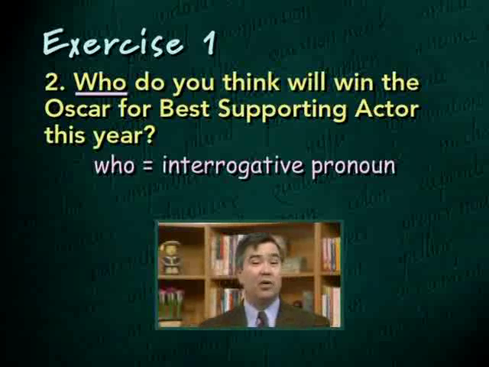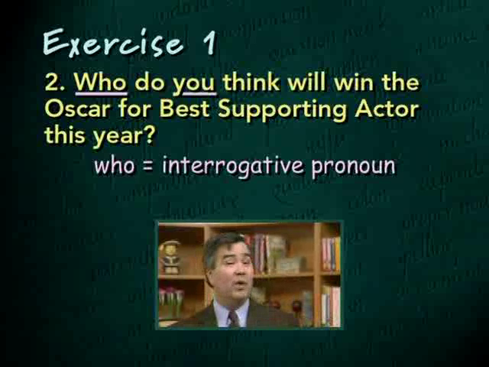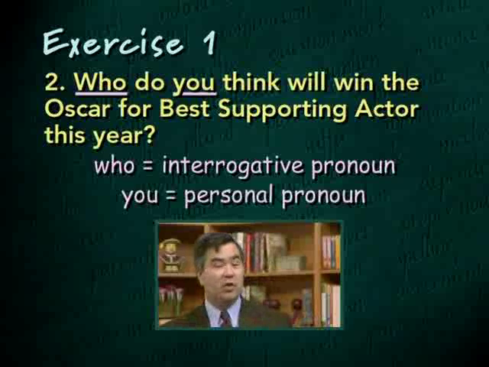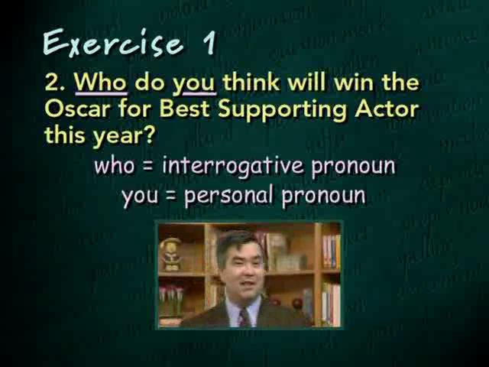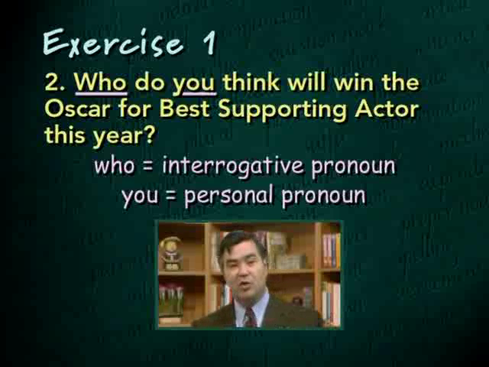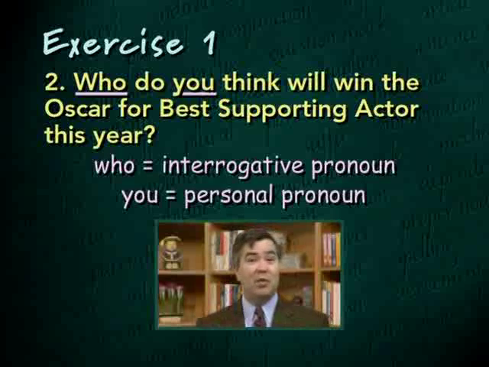There's also another pronoun in this sentence. Did you recognize it? You is also a pronoun, and it's a personal pronoun. Remember, we saw that personal pronouns may refer to the person being spoken to. And in this case, the pronoun you is being used in that way. So in this sentence, there are 2 pronouns. Who is an interrogative pronoun, and you is a personal pronoun.